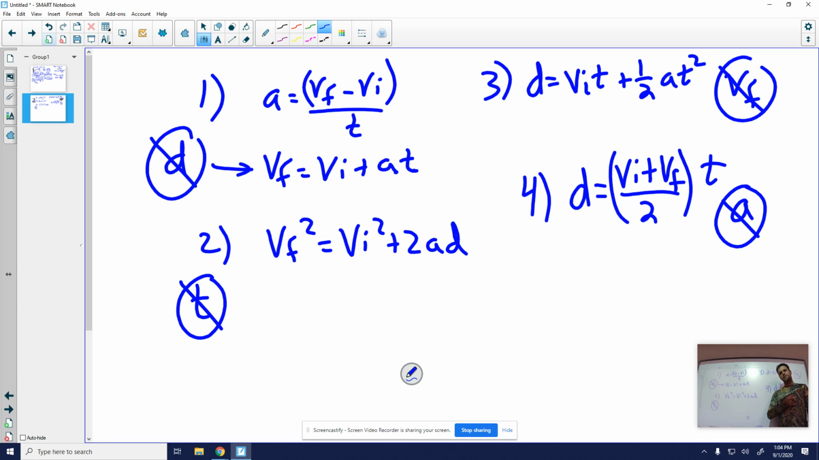If you can figure out what they didn't mention, did they not mention time? Okay, pick number 2. Was there no point at which they mentioned how fast you end up going at the end, your final velocity? Well, then you should probably pick number 3. So every time, look at what they didn't tell you, and that will help you pick.